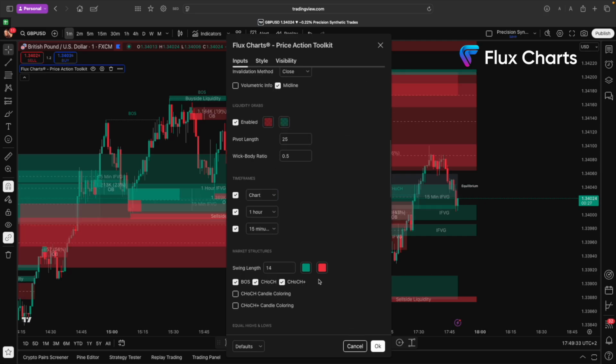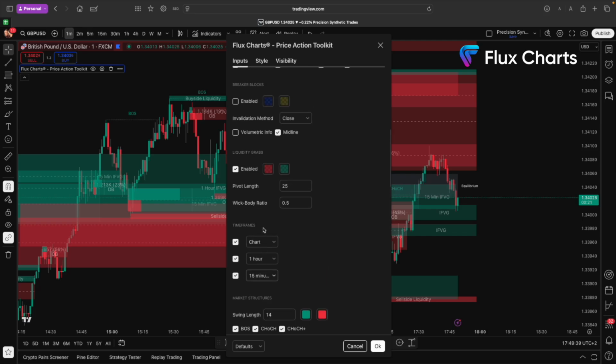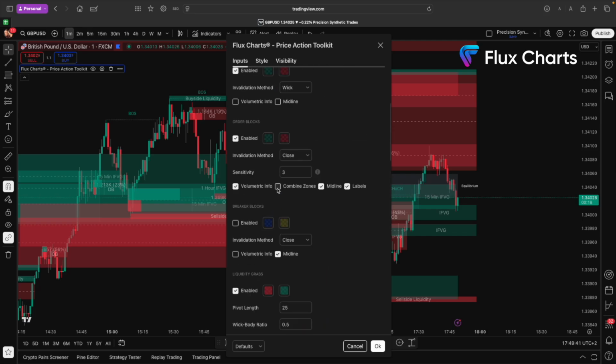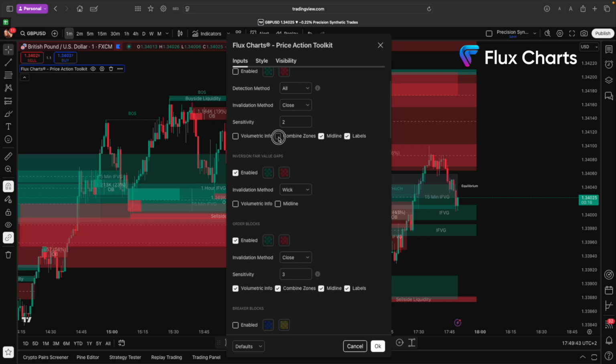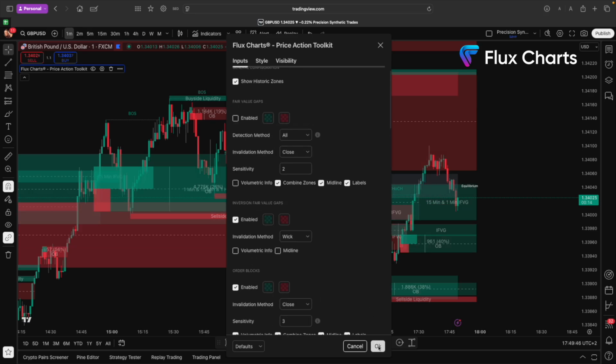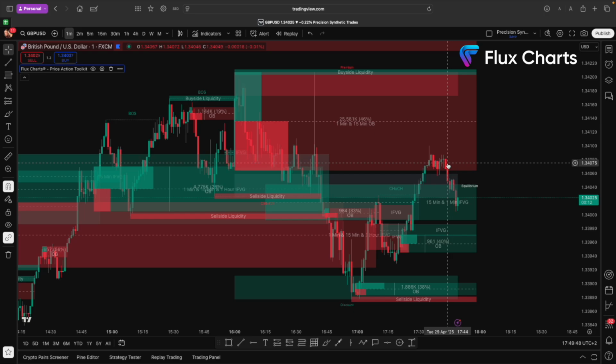So remember these time frames, right? Remember these time frames. Chart, 1 hour, 15 minutes. You can play around with them like you want to. Let's just enable this again. So yes, it looks like a mess. Okay, so this is where you need to play around.